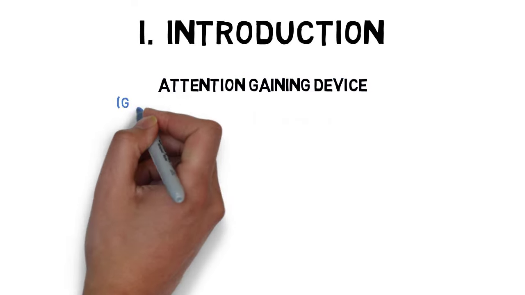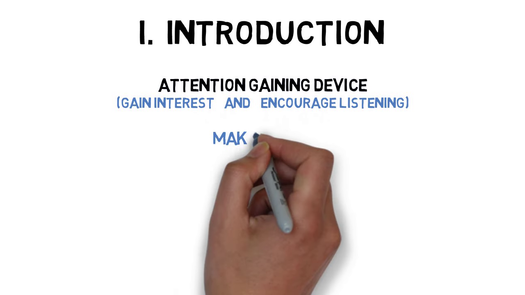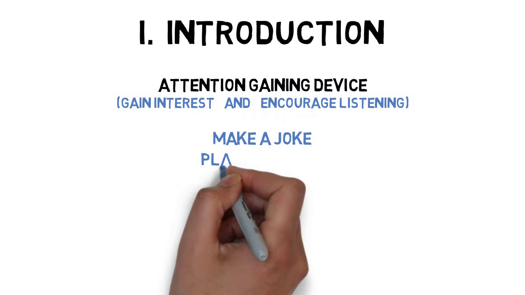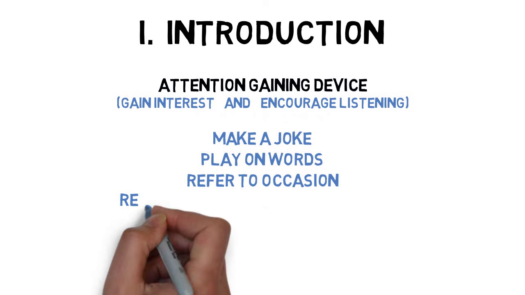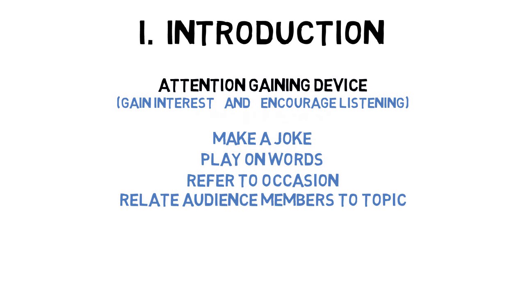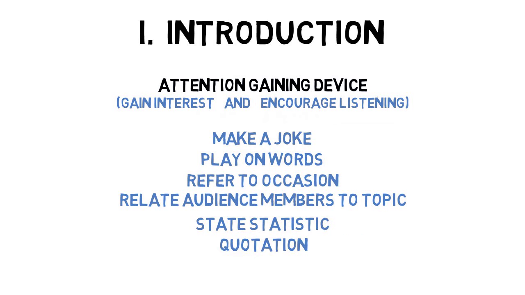The attention-gaining device is designed to gain interest of your audience and encourage audience members to listen to your speech. All attention-gaining devices should be related to your speech topic. There are several common ways to begin a speech that help gain audience attention, including making an appropriate joke, using a play on words, referring to the occasion for which the speech is given, referring to the audience member's relationship to the topic, stating a startling statistic, stating a quotation from a person stating something connected to your topic, and telling a short story or anecdote.